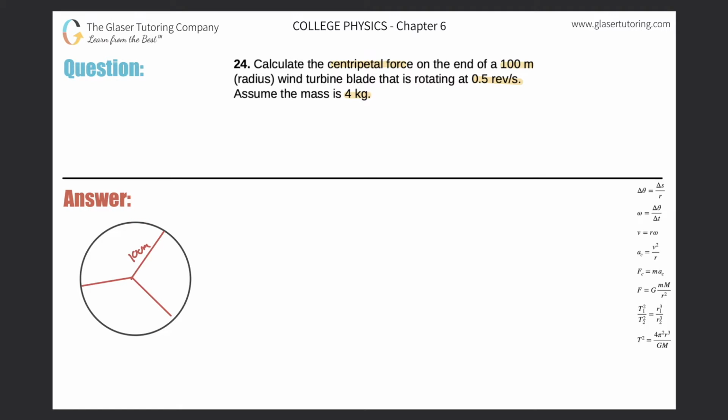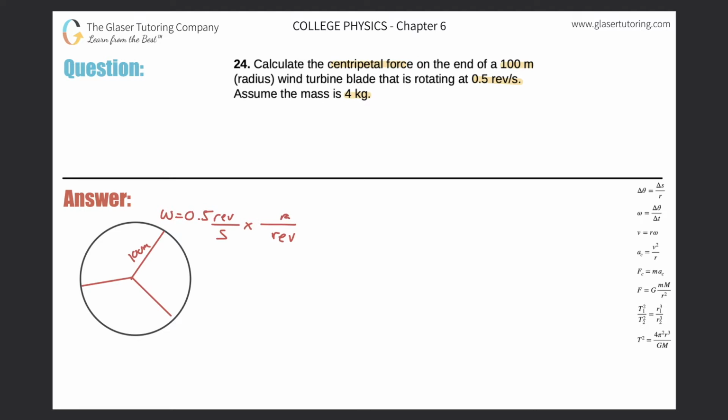So it's circular, right? Here's the radius, or the length of the blade, and it tells us that it's rotating with an angular velocity of 0.5 revolutions per second. Now already right away I know I need radians per second as soon as I do my calculations. So let's just get that out of the way.